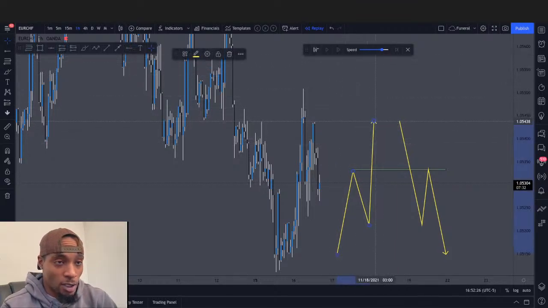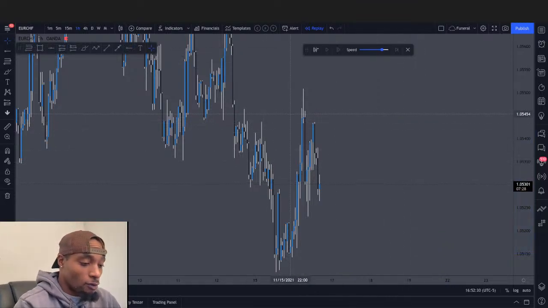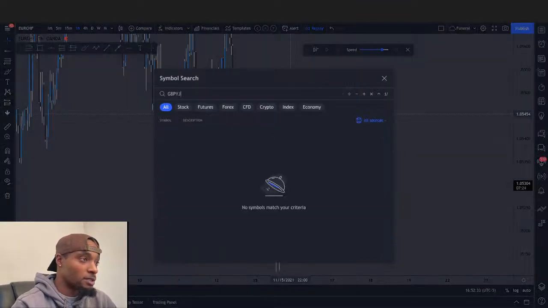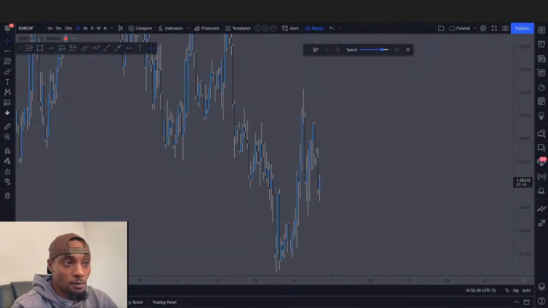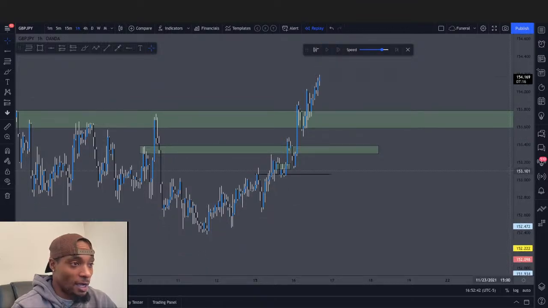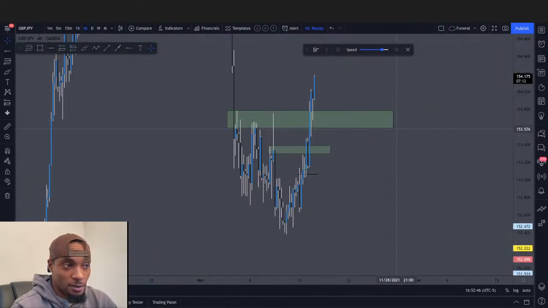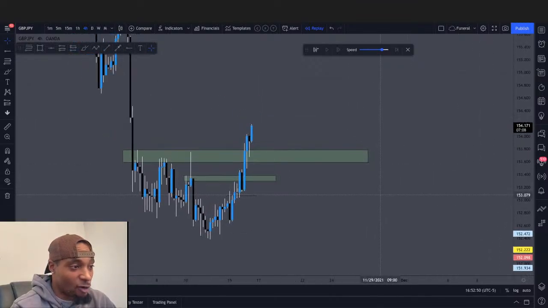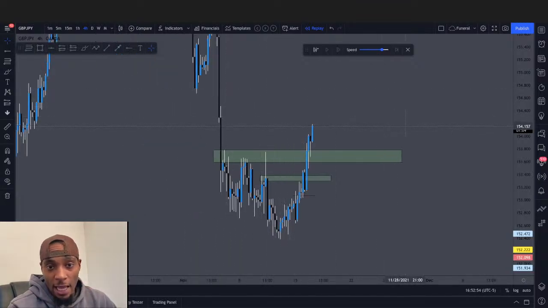What are some charts we want to look at? Let's go over what we went over yesterday. So we got GBP JPY. Talked about GBP JPY yesterday. Analysis proved to be accurate. Had a pretty accurate analysis yesterday.